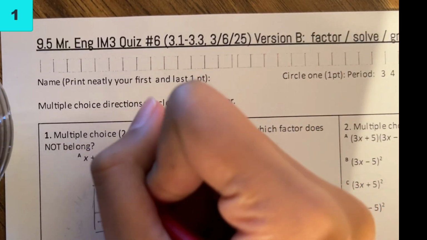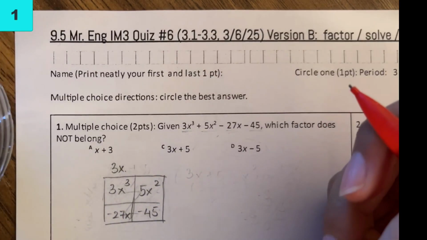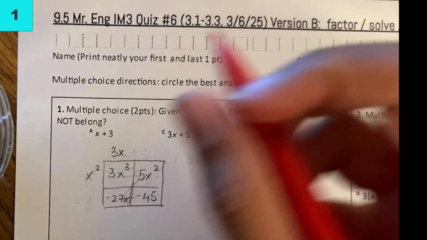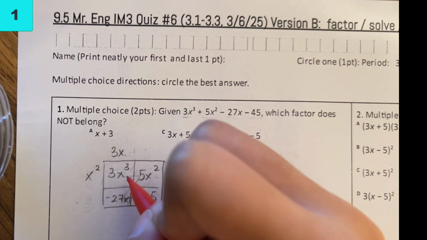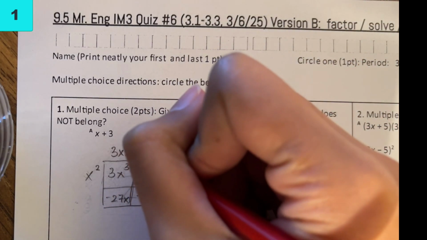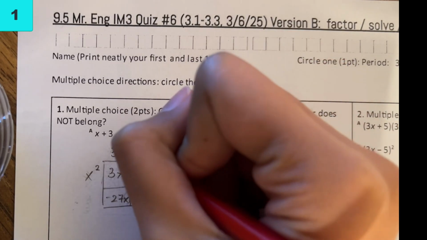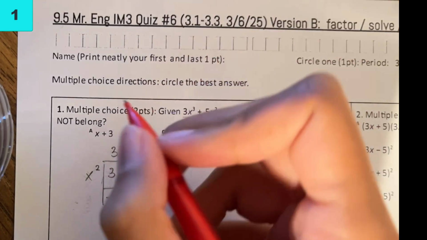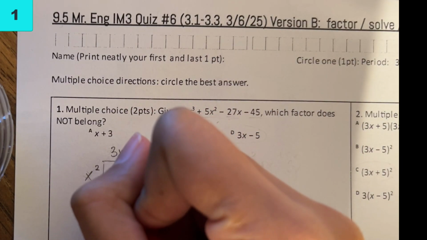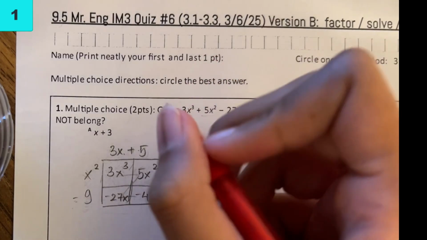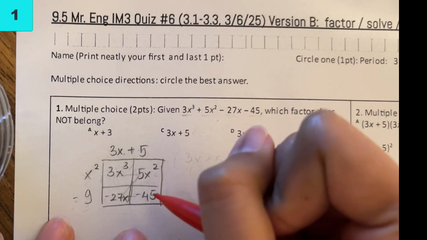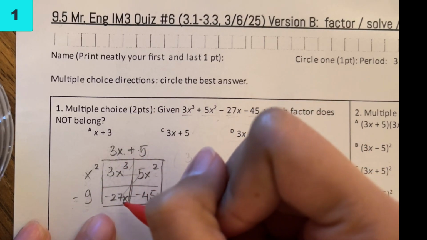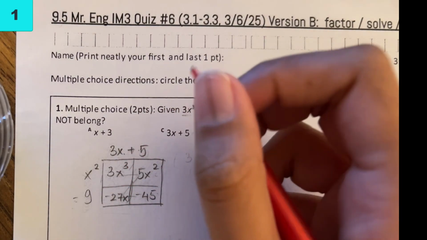And then I put 3x in the top, and in the left side I put x squared because 3x times x squared is 3x cubed. And then I put 5 here because 5 times x squared is 5x squared. And then I put negative 9 in the left because negative 9 times 5 is negative 45, and negative 9 times 3x is negative 27x.